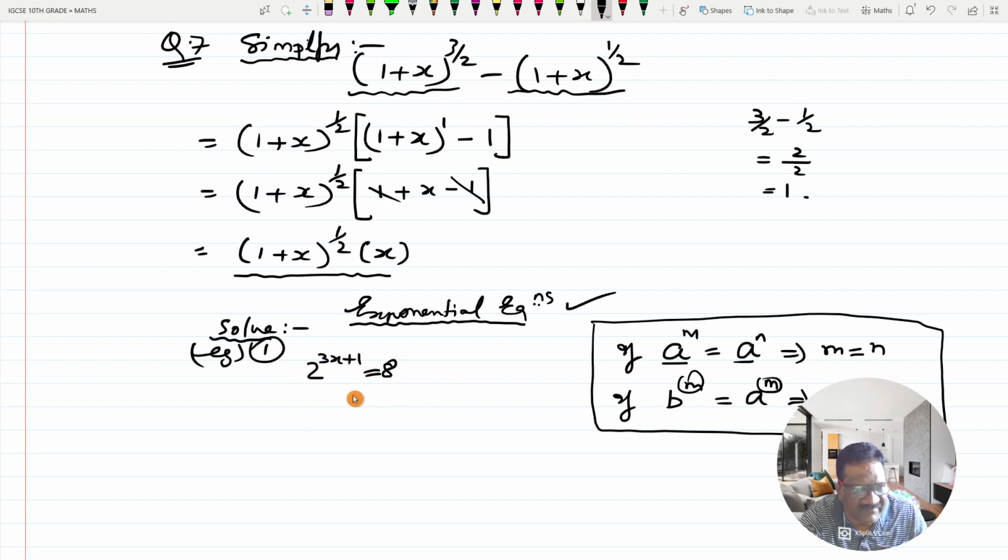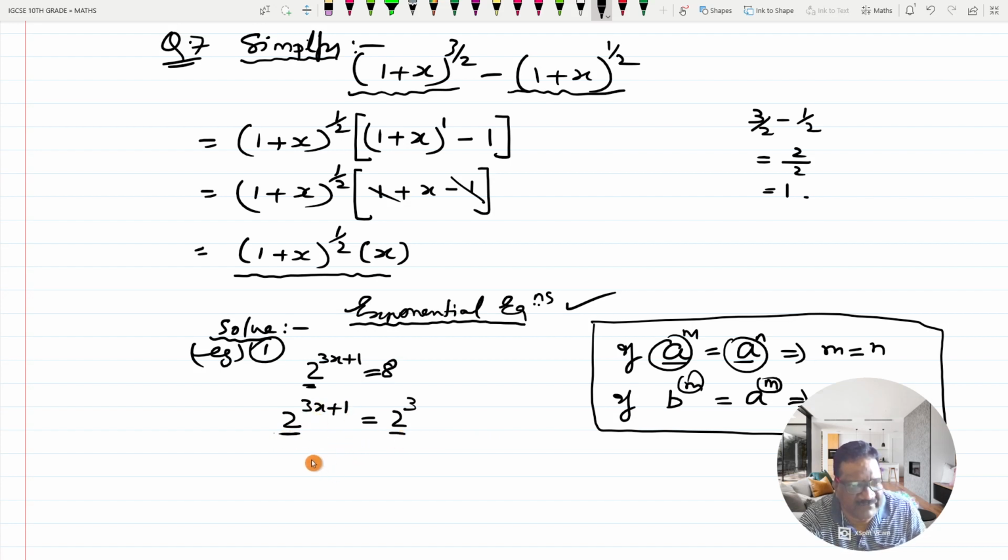Now somehow I will have to see that the bases here are becoming same. So here the base is 2. If I make this 8 as 2 raised to 3, 8 can always be written as 2 raised to 3. Then my equation happens to be 2 raised to 3x plus 1 equal to 2 raised to 3. Now, you can clearly see that on the left hand side and the right hand side, the bases are the same. Okay, 2 and 2.